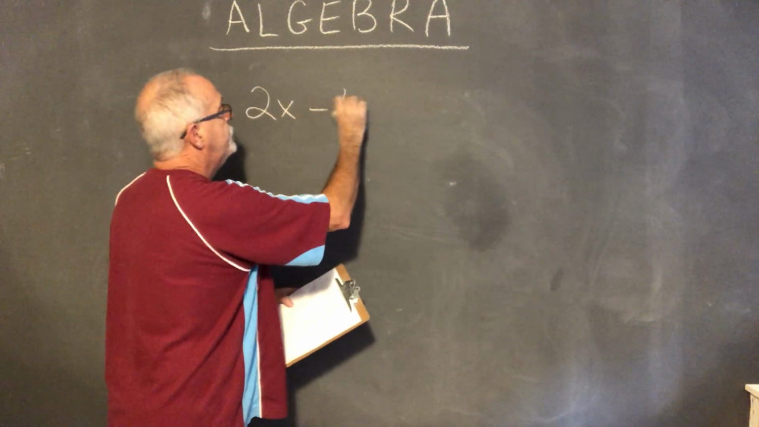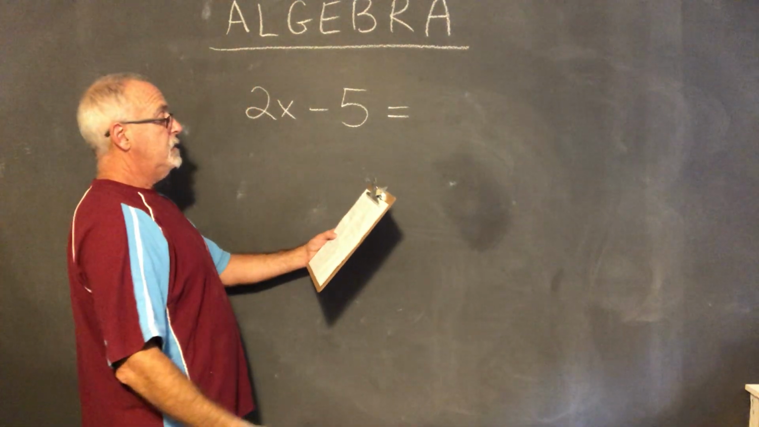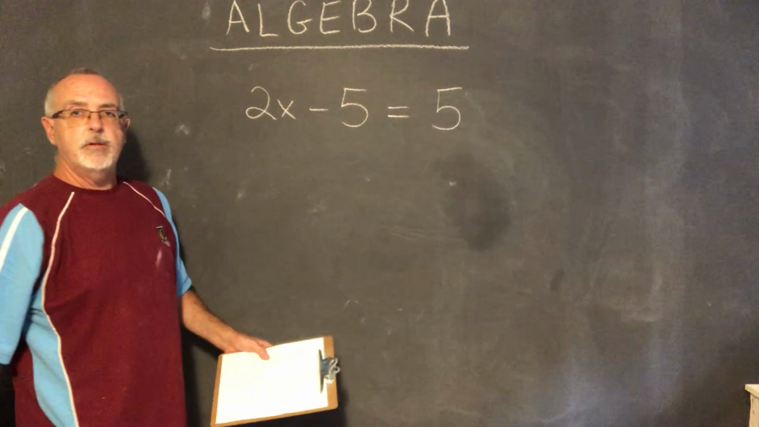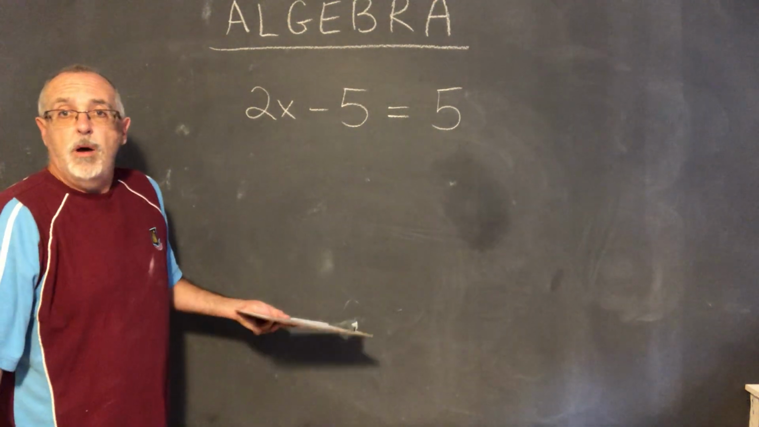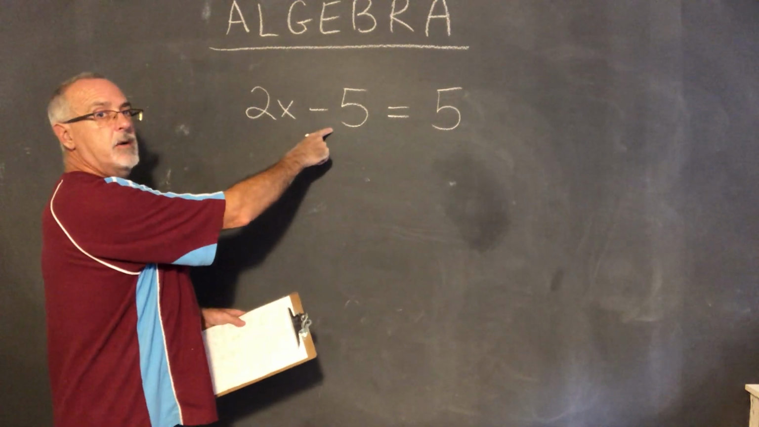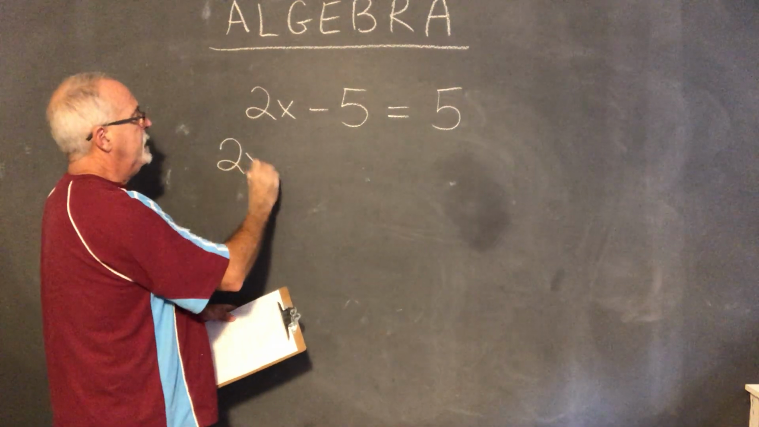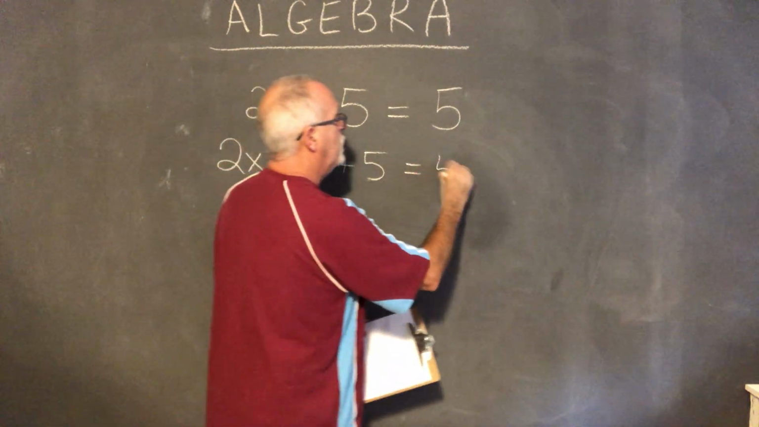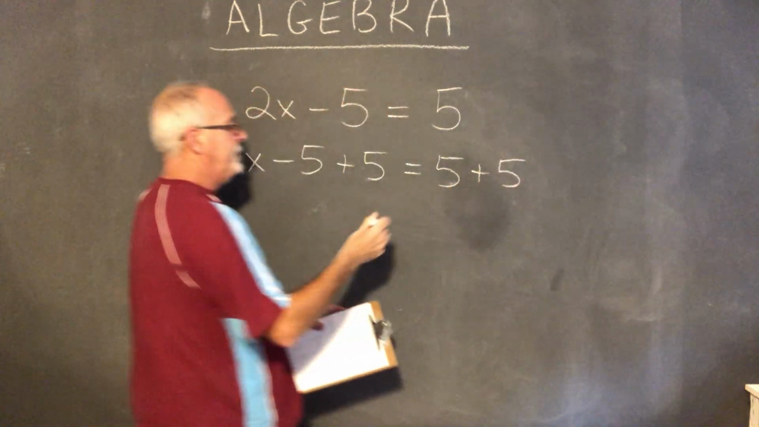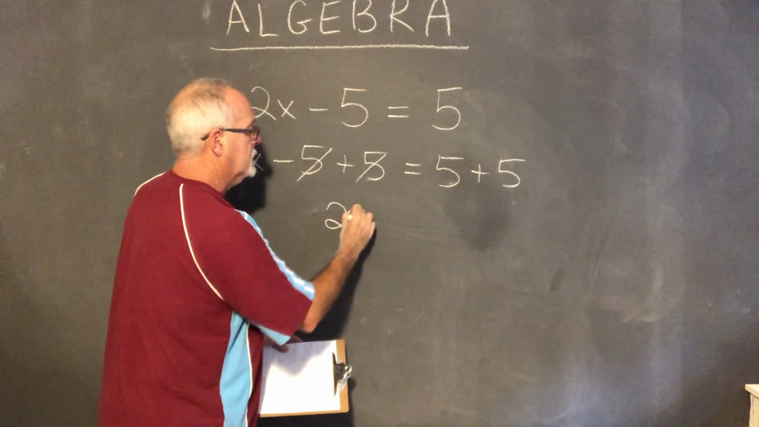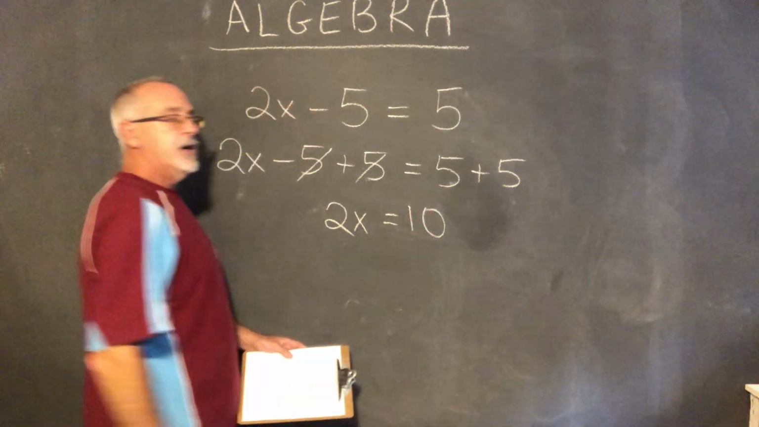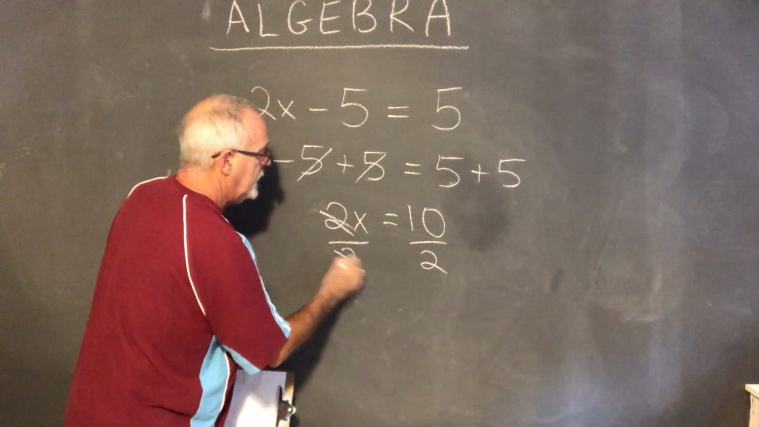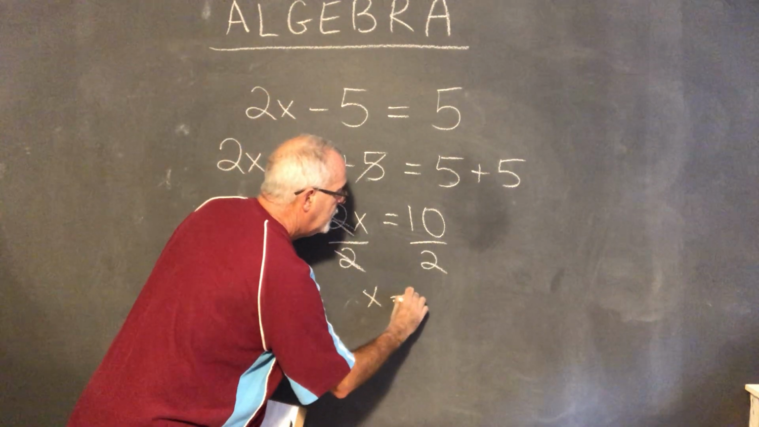2x minus 5 equals 5. Oh, there's 5's in 2 different places. Does that mean it's harder? No. Okay, I want to get rid of this minus 5. It's being subtracted from my 2x. The opposite of subtracting a 5 is adding a 5, so I'm going to add a 5 to both sides. These cancel. 2x is alone. 5 plus 5 is 10. x isn't alone, it's being multiplied by a 2. I divide both sides by a 2, and I get x equals 5.